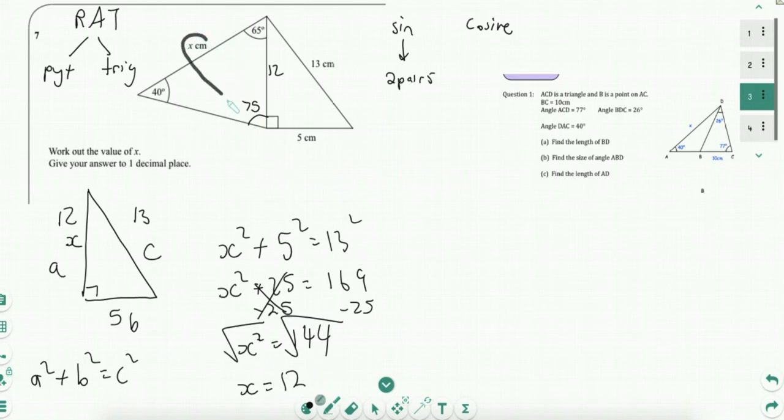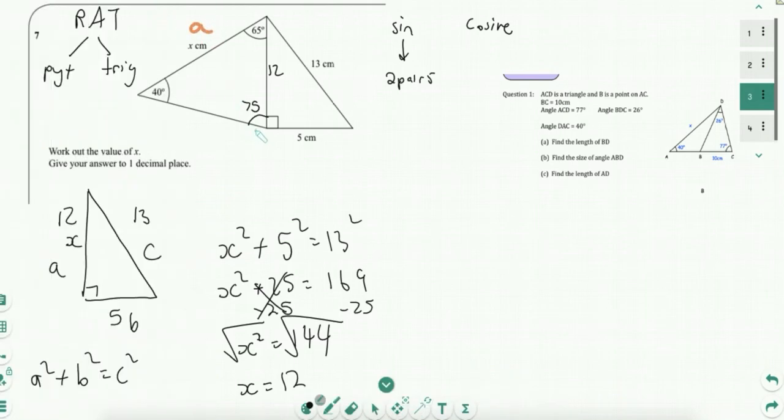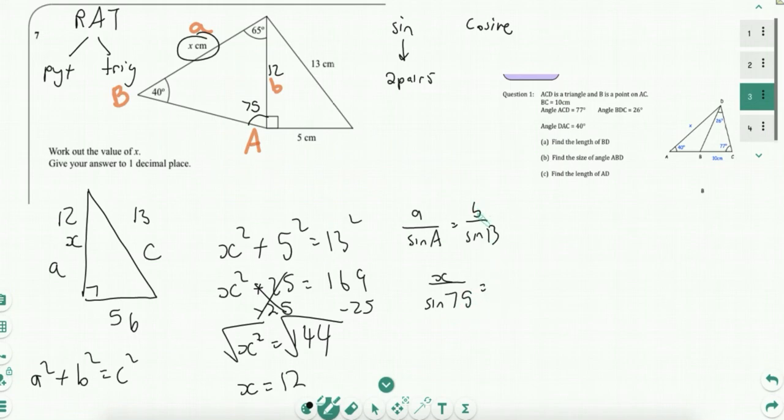Well, I'm trying to find this pair here. Oh, and I know this side angle pair. So we can use the sine rule. So let's label A, B, and C. So this is side A. Let's call this angle A. This is side B. Let's call this angle B. So A over sine A equals B over sine B. And I'm trying to find the missing side, so I want the sides on top. So let's fill it out. A is x, so x over sine 75, equals B, which is 12, over sine 40.